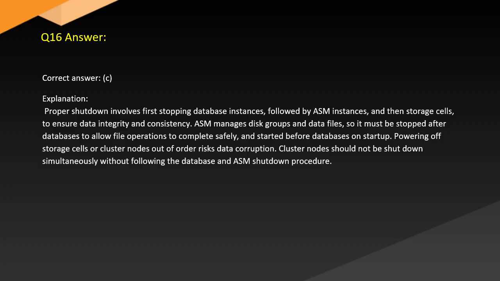Answer. Correct answer. C. Explanation. Proper shutdown involves first stopping database instances, followed by ASM instances, and then storage cells to ensure data integrity and consistency. ASM manages disk groups and data files, so it must be stopped after databases to allow file operations to complete safely, and started before databases on startup. Powering off storage cells or cluster nodes out of order risks data corruption. Cluster nodes should not be shut down simultaneously without following the database and ASM shutdown procedure.